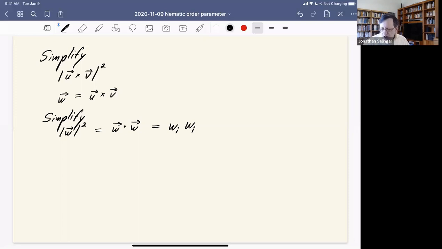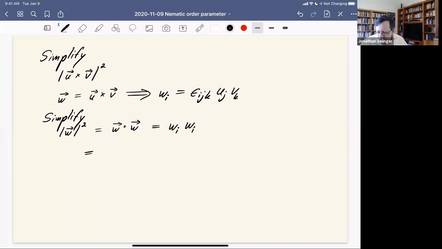So now let's keep working. We need to know what is W_i. Well, W is related to u and v, and so we have the relation that W_i is epsilon_ijk u_j v_k. So we could write this.